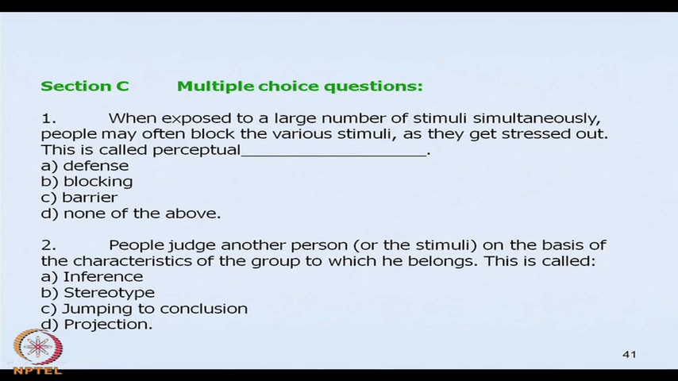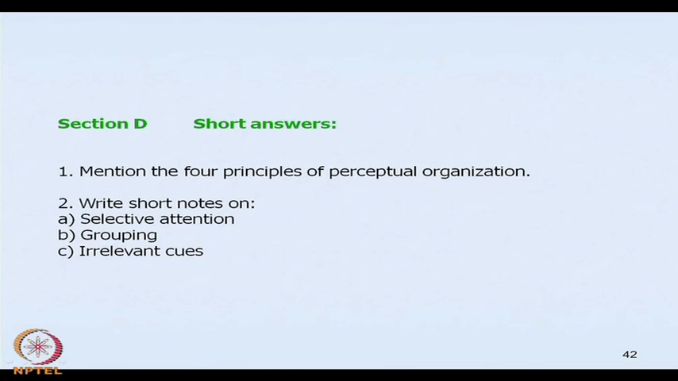Finally, short answers. Mention the four principles of perceptual organization: figure and ground, grouping, closure and simplification. And then write short notes on selective attention, grouping and irrelevant cues.